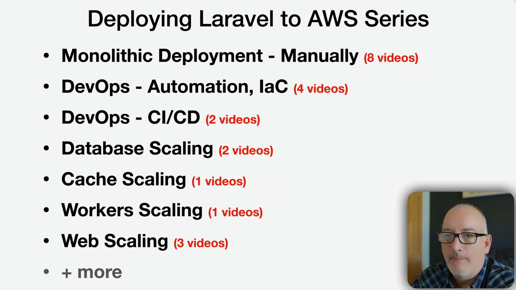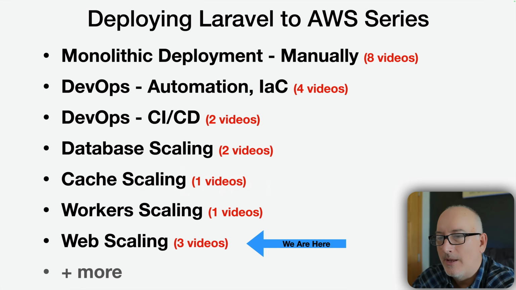We slowly migrated our monolithic application to an application that has 4 tiers, which is where we are today. So there's a couple of videos on database scaling, on cache scaling, workers, and now we're in this web scaling. There's already 3 videos on the web scaling. In the past 3 videos for web scaling, we've covered vertical scaling, horizontal scaling, and also fine-tuning an individual instance, optimizing how PHP and Nginx behave.